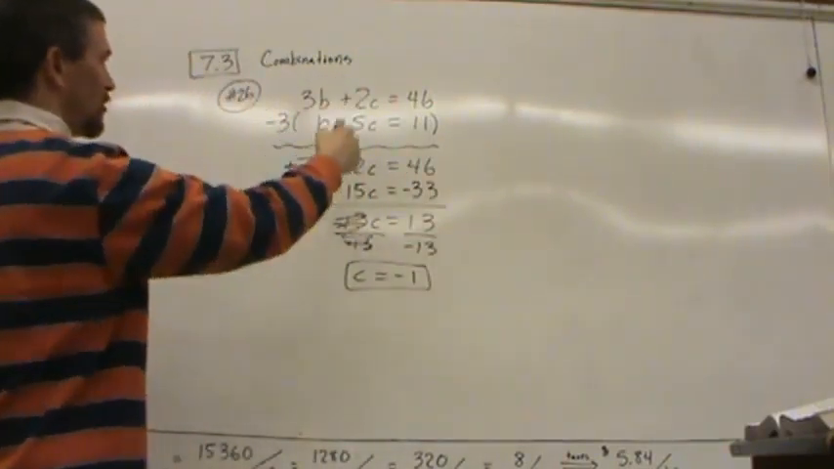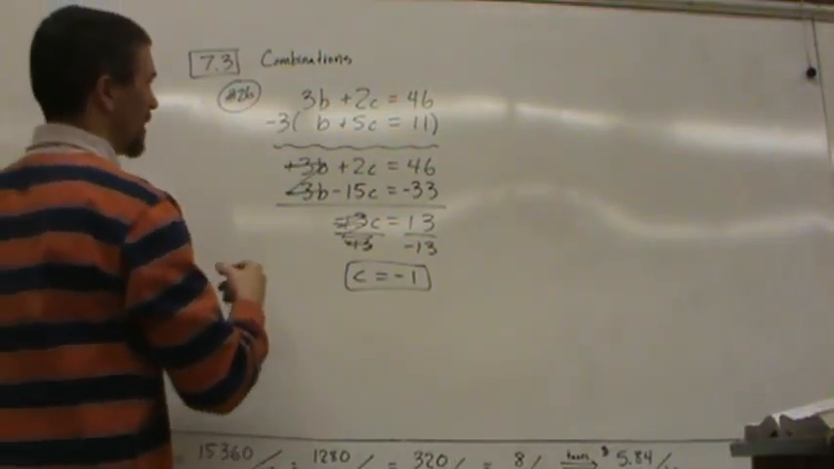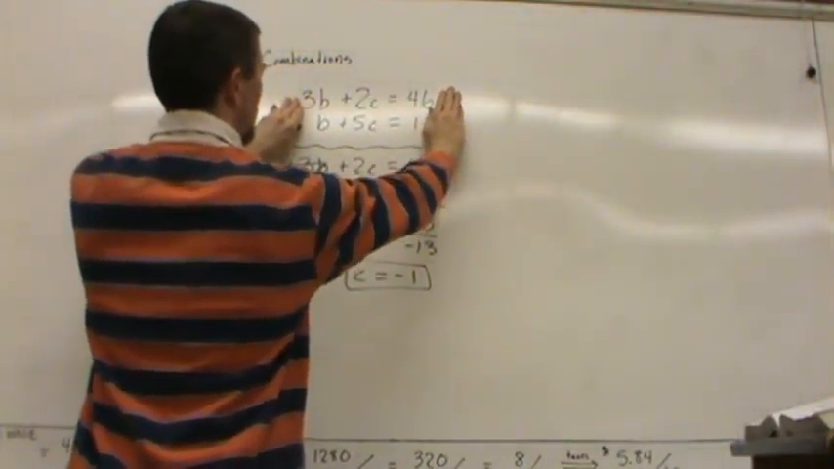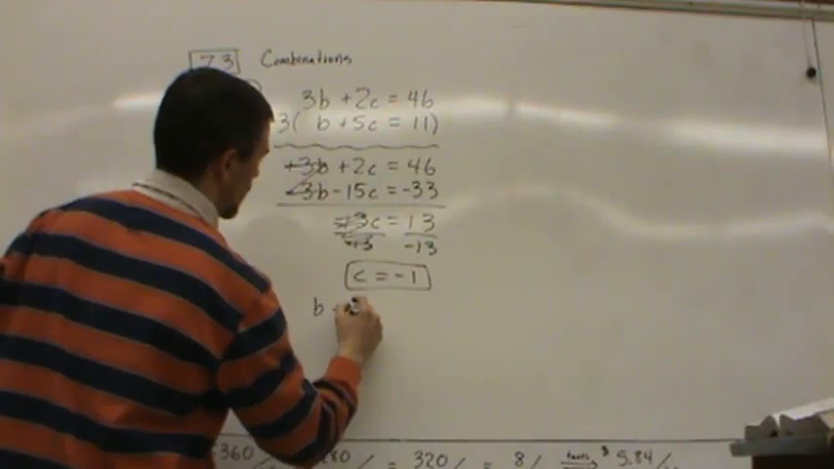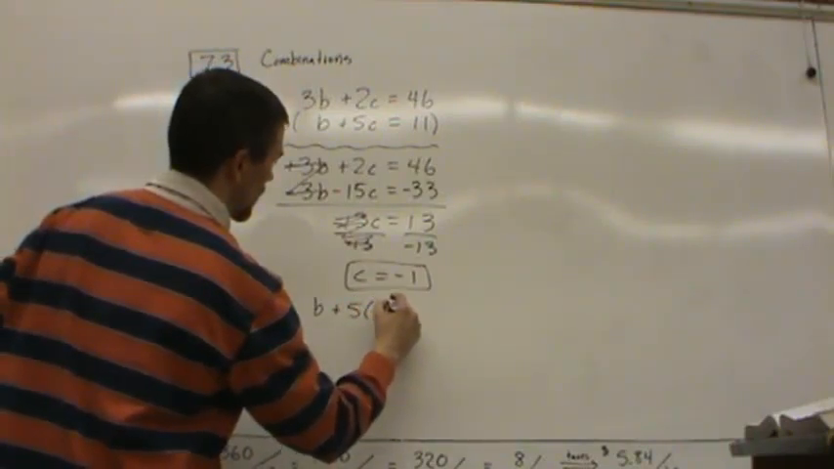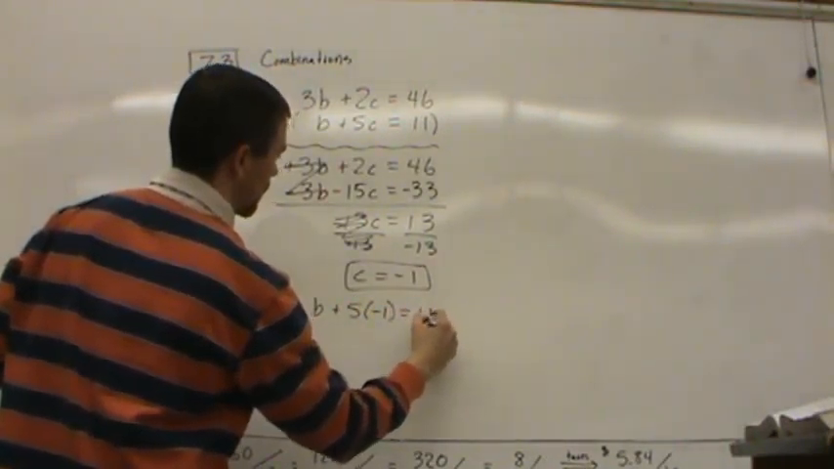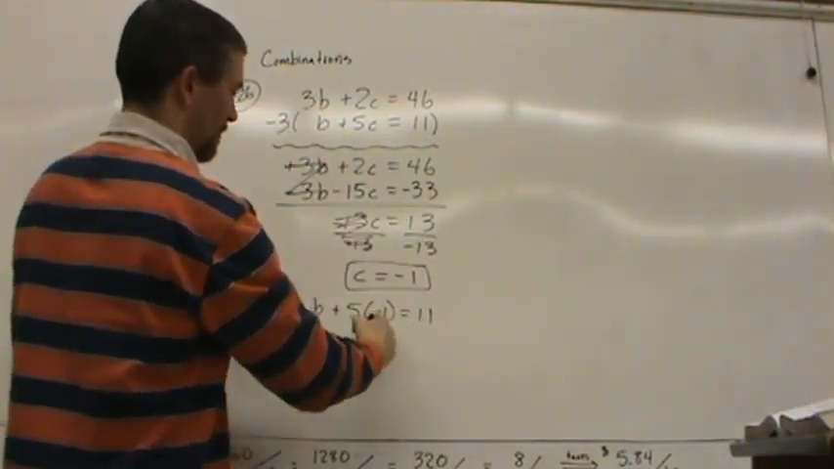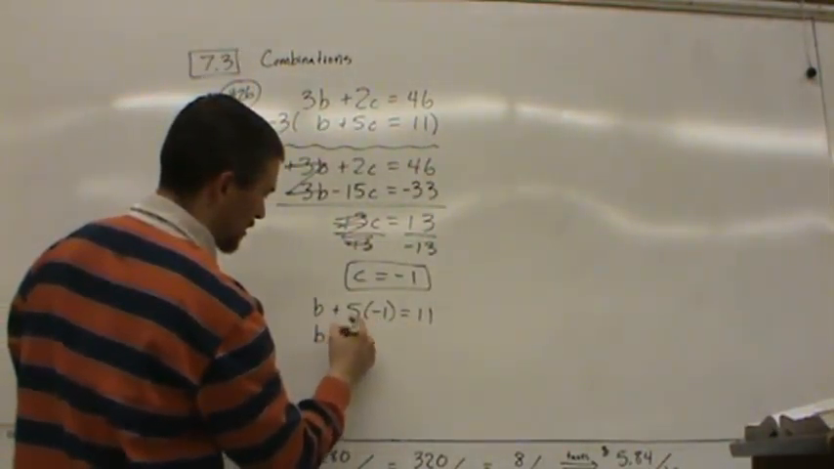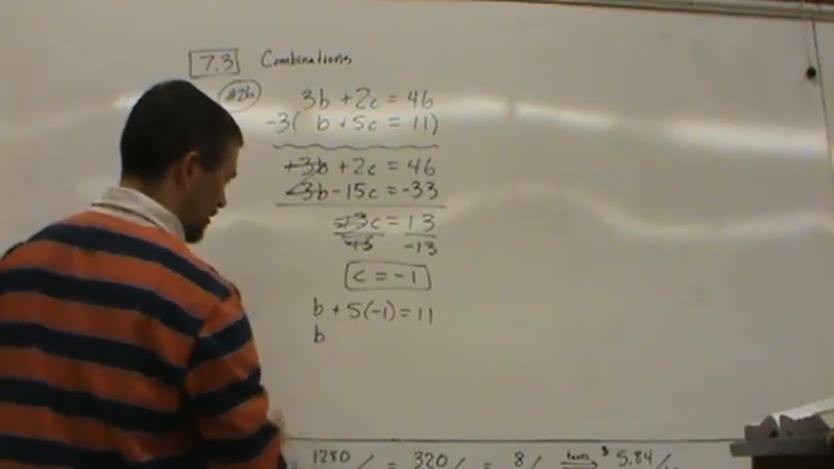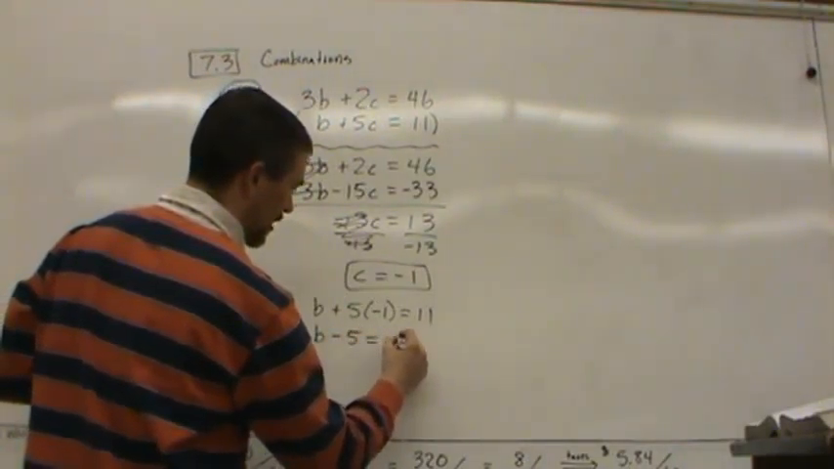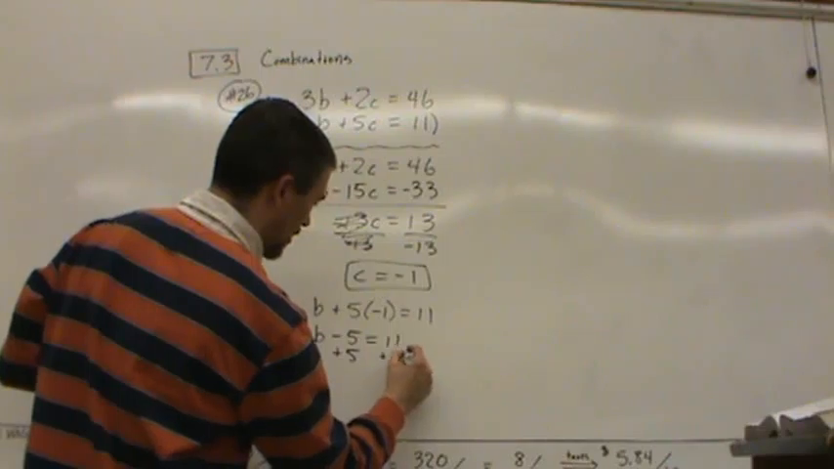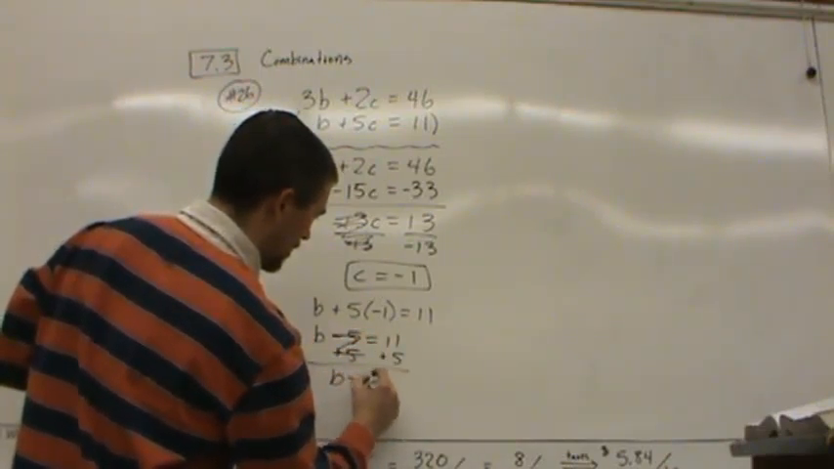Now we just plug that back into our choice of equations. I'm going to pick the original before we tripled it. So I just plugged that -1 in for c, because that's what it equals, and rewrote it. There's the c. So b plus, minus 5, because plus 5 times a -1, these two are going to make a -5 equals 11. So if I add 5 to both sides, I will find out what b is equal to. b equals 16.